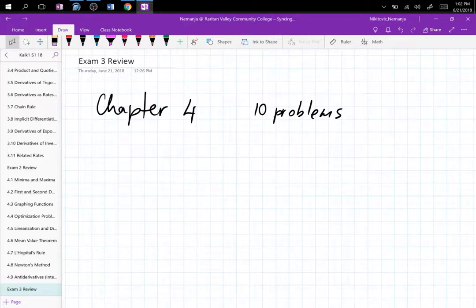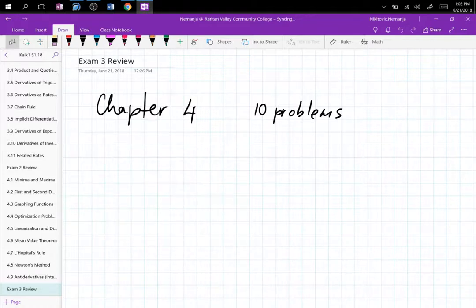Hello and welcome back to Calculus 1. We are going to review for Calculus 1 exam number 3, on chapter 4. About 10 problems, same specs as always. As I mentioned, 4.8 really can't be on a test because of the high dependency on these calculations. But other than that, everything else is fair game.